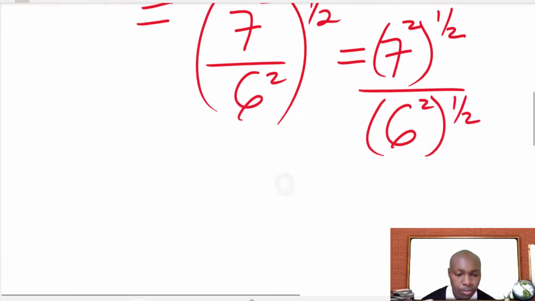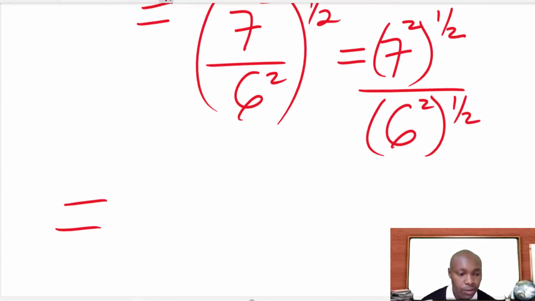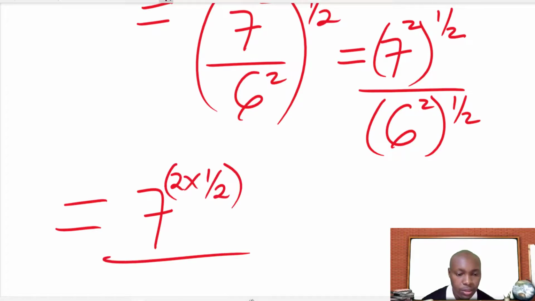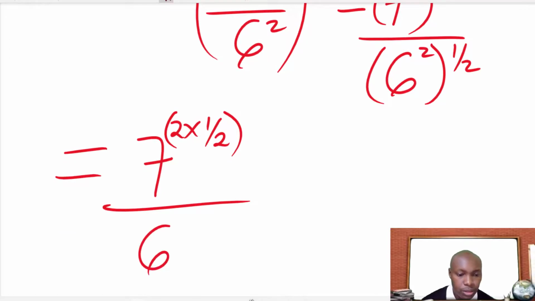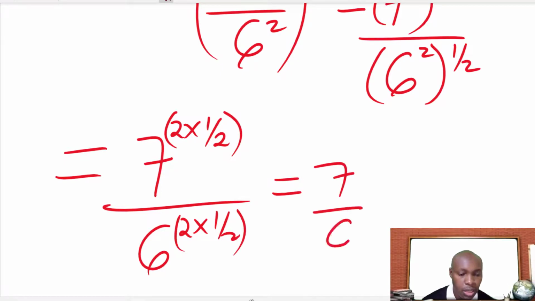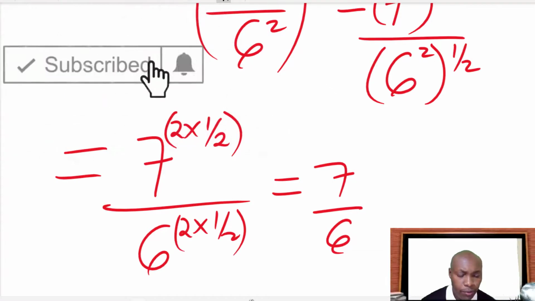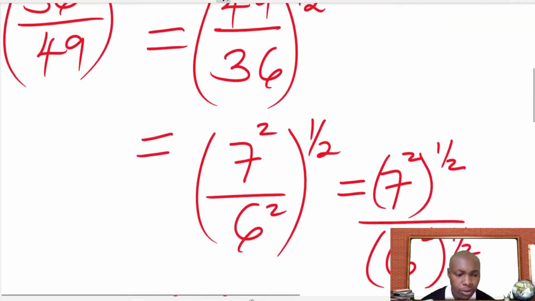This will simplify to 7 raised to power 2 multiplied by a half, and then the denominator is 6 raised to power 2 times a half. And for the numerator, we get 7 raised to power 1, which is 7, and the denominator, we get 6. So that is the second part simplified. Now, we have the second part simplified to get 7 over 6.